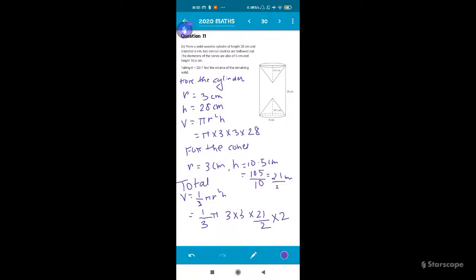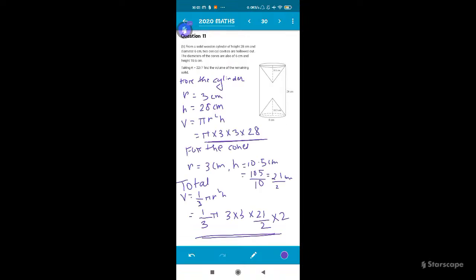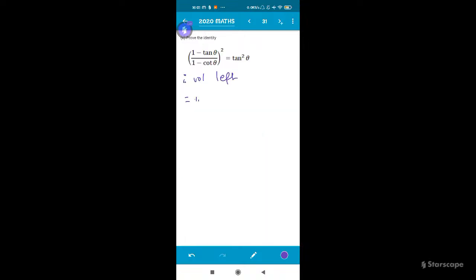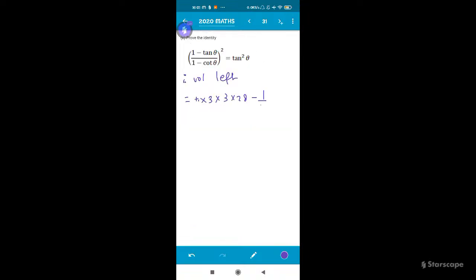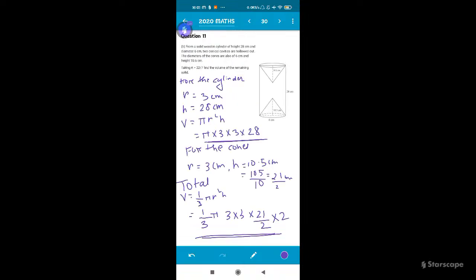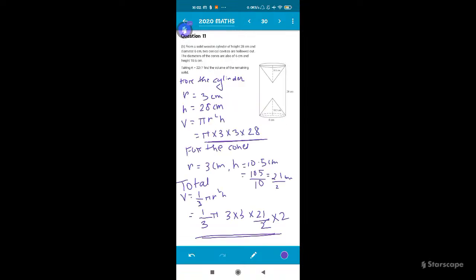Now what do we have? We have to subtract the volume of the cones from the volume of the cylinder. So let us do it. Therefore, volume left, we will have pi into 3 into 3 into 28 minus 1/3 pi into 3 into 3 into, I can cancel 2 and 2 here, into 21.